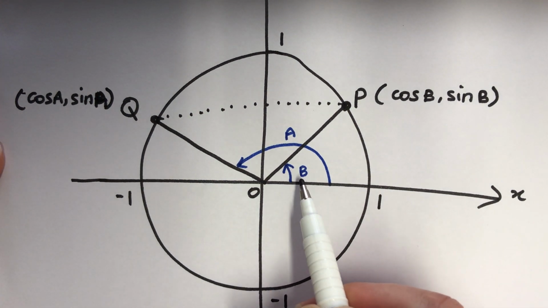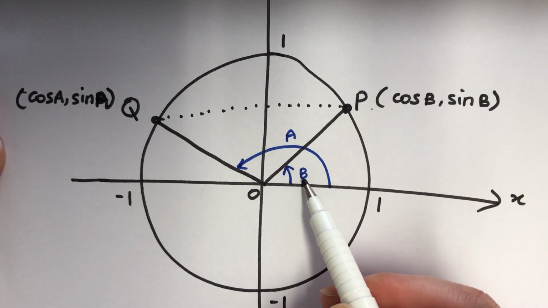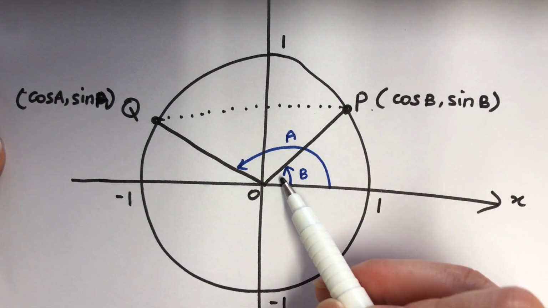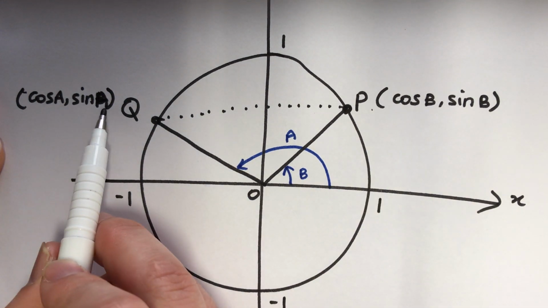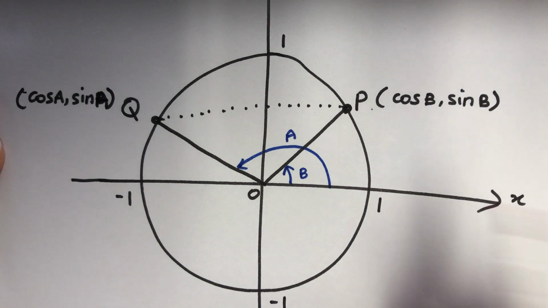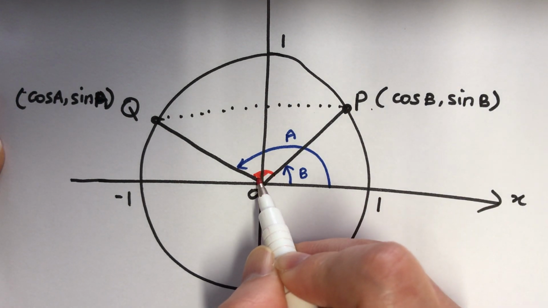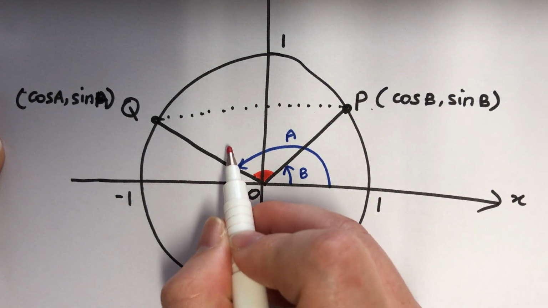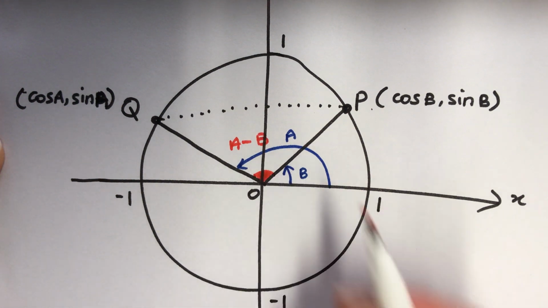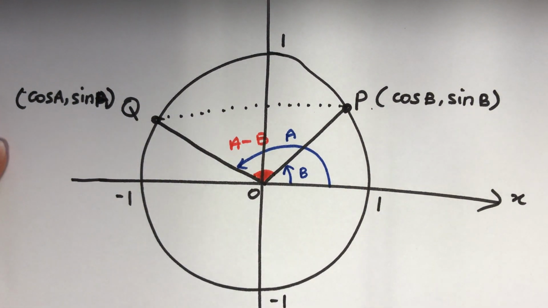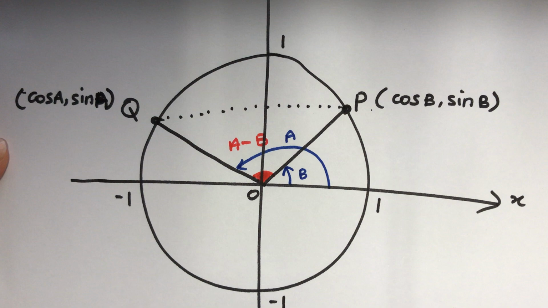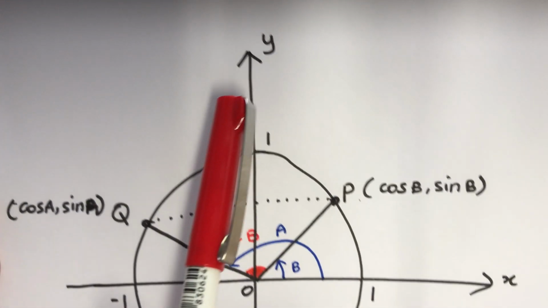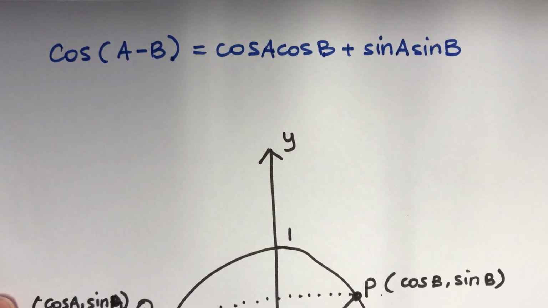Now, if P is at the angle B, and Q is at the angle A, what will be the in-between angle? It will be A minus B, wouldn't it? Yep, A minus B. So how am I going to prove this with the unit circle?